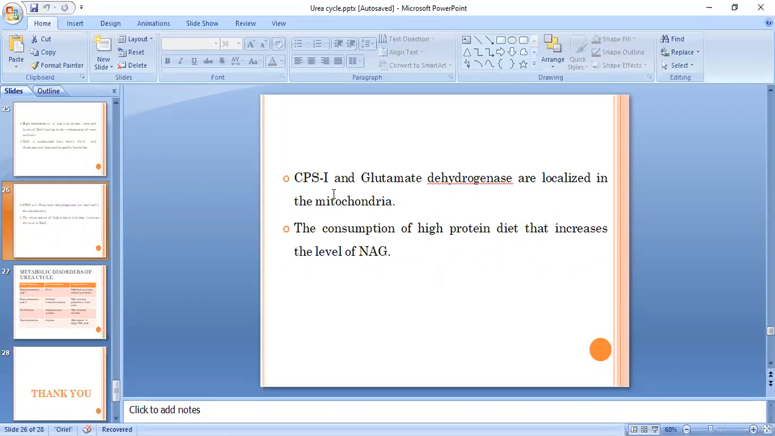So when can we say that a person's ammonia levels are increased? When a person is taking a high protein diet, the ammonia level is increasing, because proteins on degradation give ammonia, which gets converted into urea by the urea cycle. So it simply says that consumption of a high protein diet can increase the level of NAG. So this is about the regulation of the urea cycle.